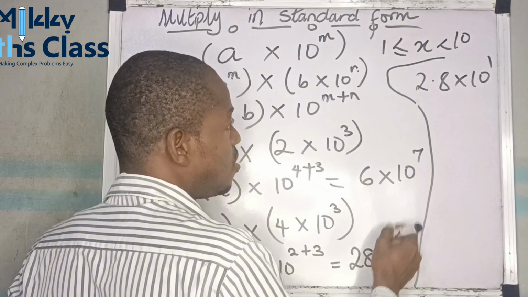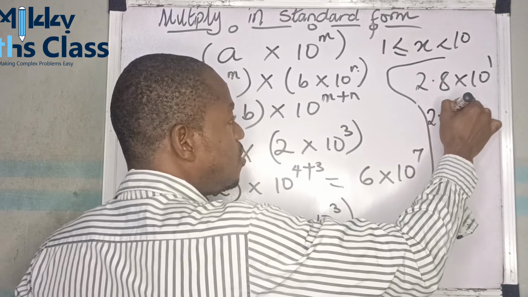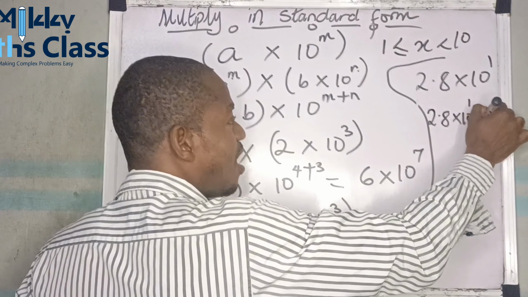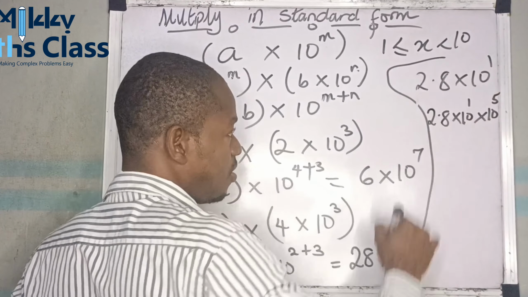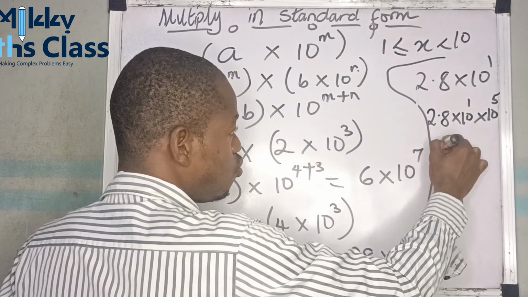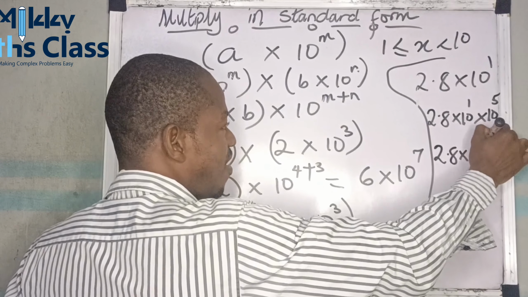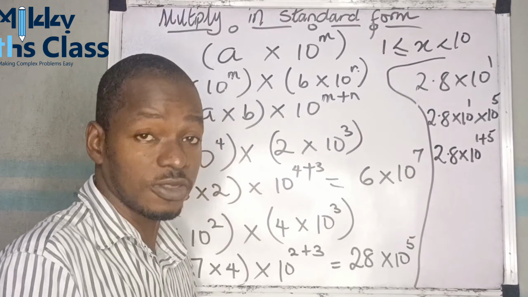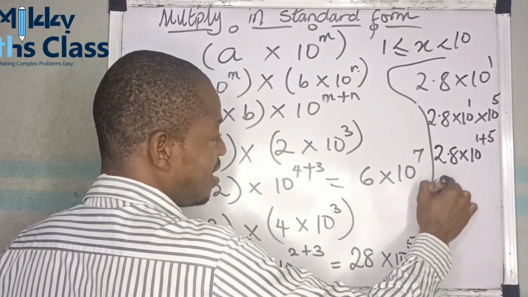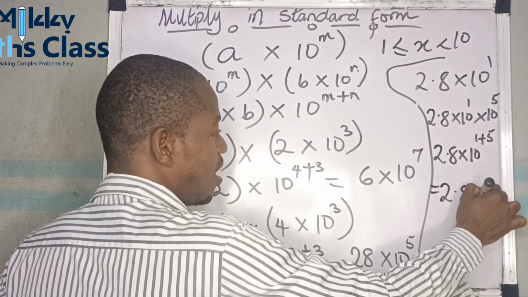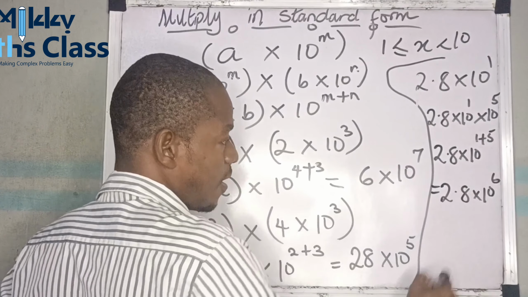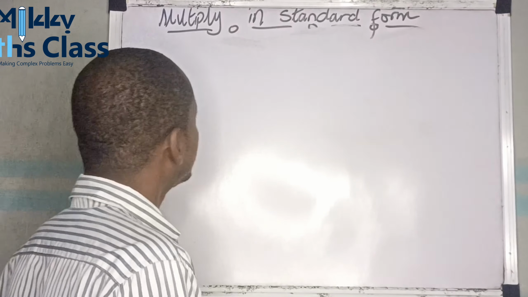So this becomes 2.8 times 10 to the power of 1 times 10 to the power of 5. So from here, this becomes 2.8 times 10 to the power of 1 plus 5. So 1 plus 5 is 6. So the final answer is 2.8 times 10 to the power of 6. All right, let's continue. Let's look at this example.